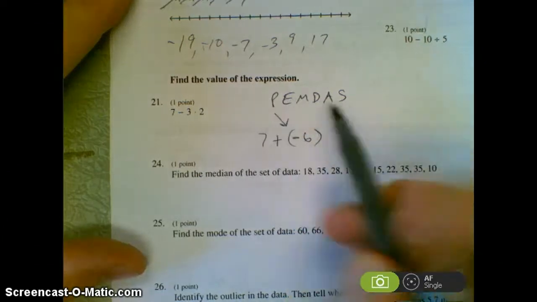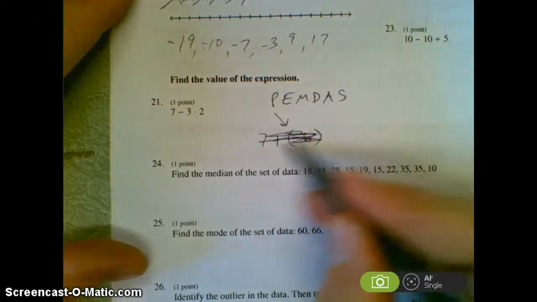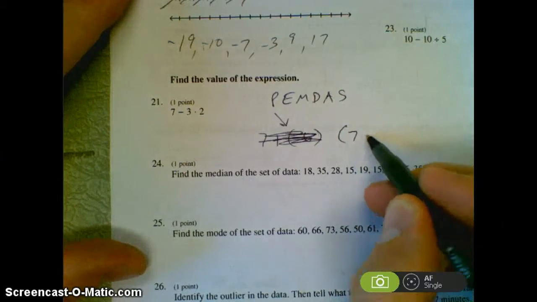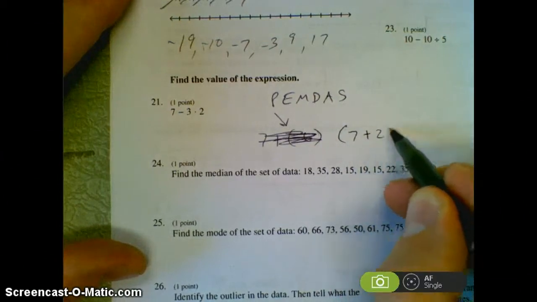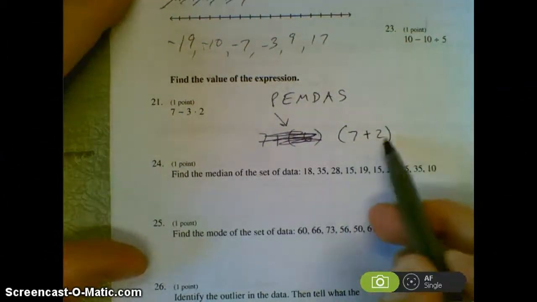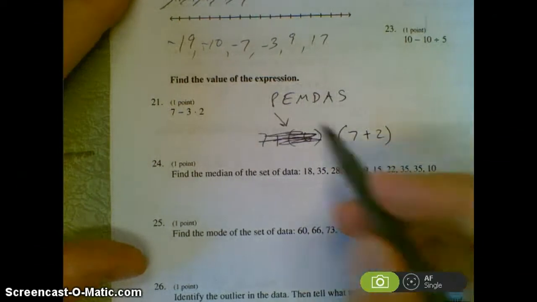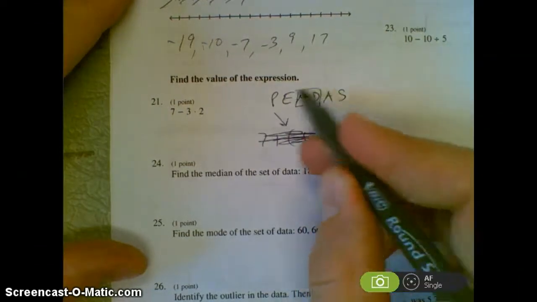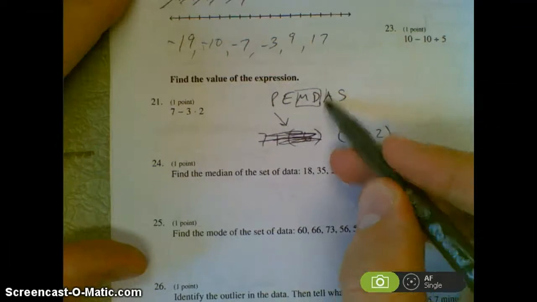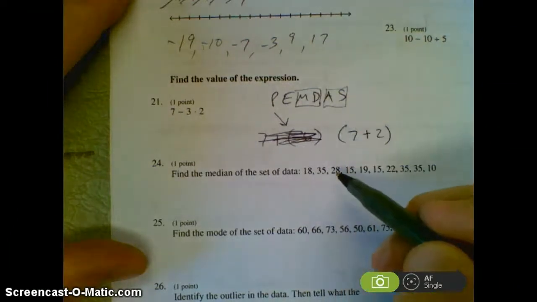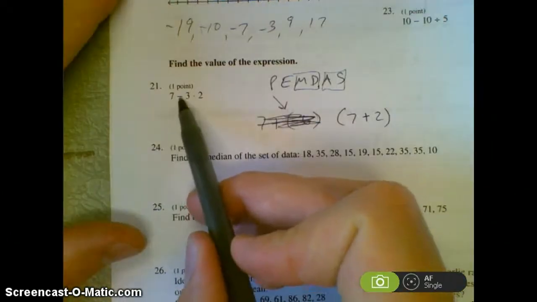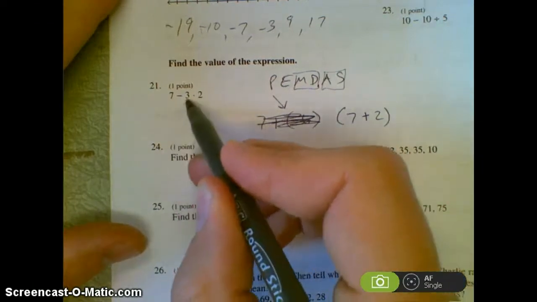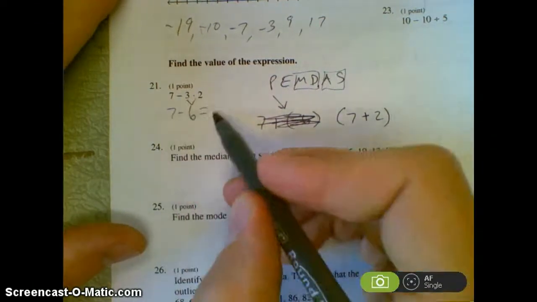So that when we say parentheses, we're not talking about this. We're talking about an operation inside parentheses. So if it was like 7 plus 2, we do this operation in the parentheses first. Then we've got our exponents, and then we do all multiplication or division before we do any addition and subtraction. So we've got 7 minus 3 times 2. We've got to do that multiplication first. So it's actually 7 minus 6, which equals 1.